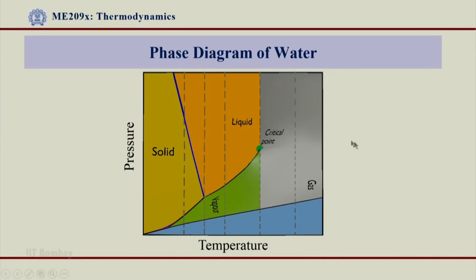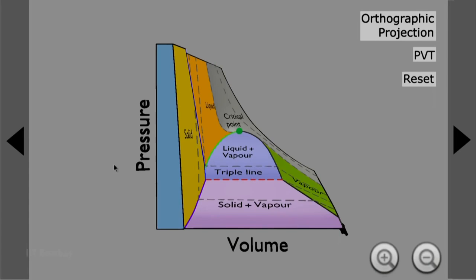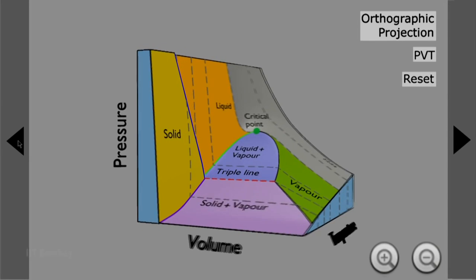Let us concentrate on the phase diagram of water, and what I show here is a phase diagram. Now I will show you this phase diagram in 3 dimensions, which will actually help us understand more about phase transformations, phase changes, single phases, etc. So, this is an animation of a phase diagram in 3 dimensions. We can see here pressure and volume in this direction, but I can also rotate this phase diagram like this.